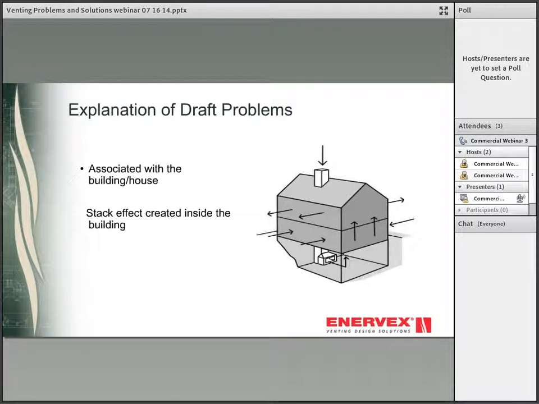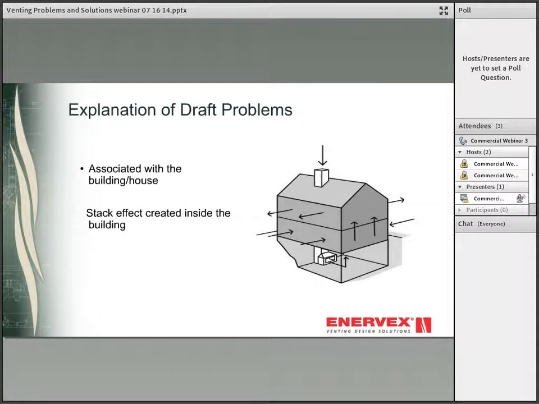Stack effect is a symptom primarily experienced in multi-story buildings. The stack effect itself is not a problem. It is a very common phenomenon in high-rise buildings or in multi-story homes, where it is enhanced by the existence of elevators that constantly change the pressure when ascending and descending.